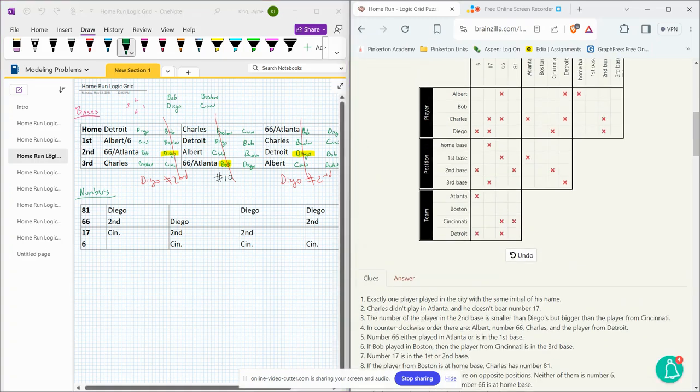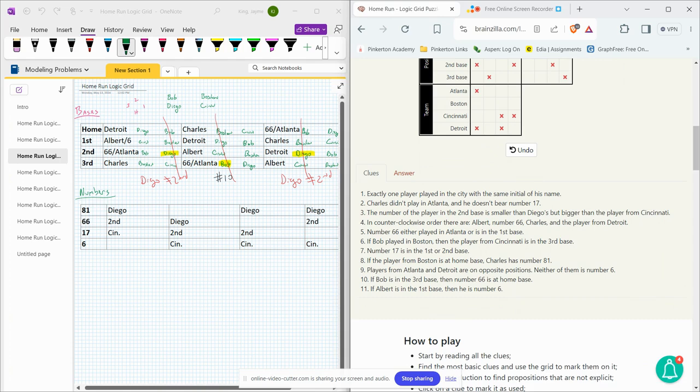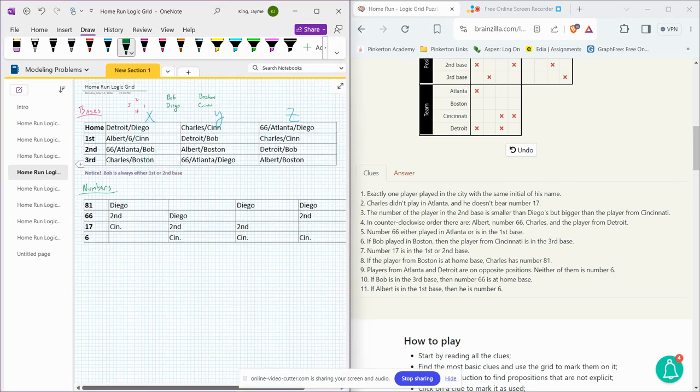Okay, so for this one, when I looked, I said for this particular case, Diego would have to be in second base. But when I look back over on my table, we already said Diego can't be in second. So I crossed that one out. And I also crossed that one out in the 3rd column for the same reason. Okay. And then in the middle one, clue number 10 told me that if Bob is on 3rd base, then 66 is at home. Well, in this case, Bob is at 3rd, but 66 is also at 3rd. So I had to eliminate that case as well. Okay, so now I've narrowed that down even further. So here are all of those just typed up nicely.